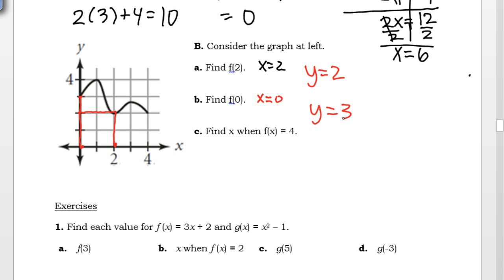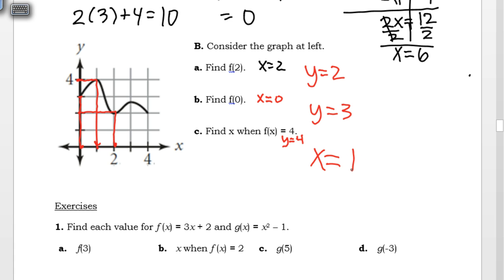And letter C is kind of going backwards. Find x when f of x is equal to 4. I know that means y is 4, so I need to figure out if I came out at 4, where did I go into the equation? And that brought me out at 1.